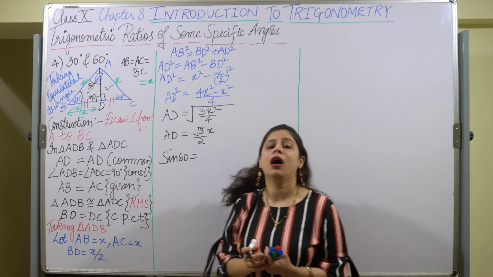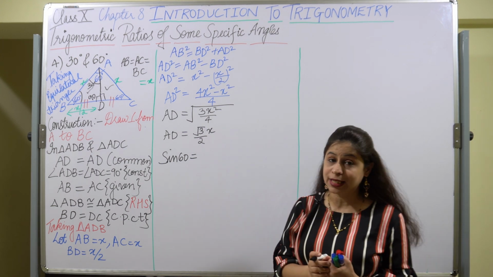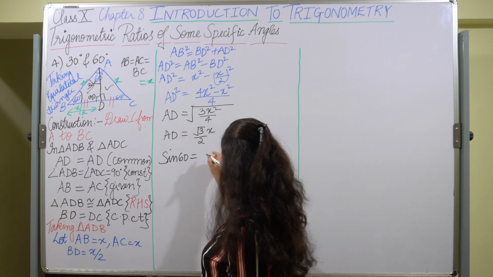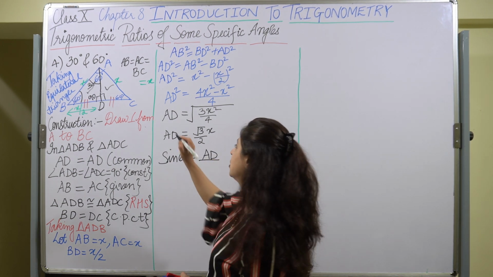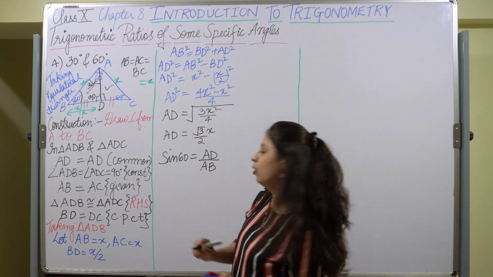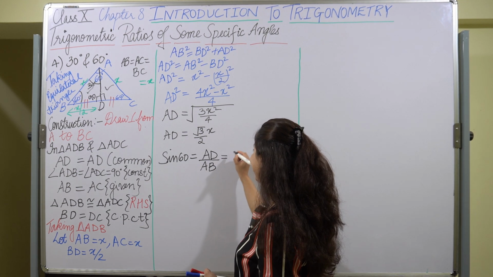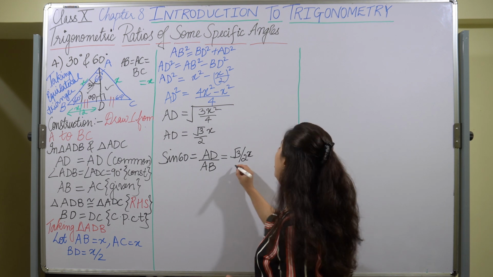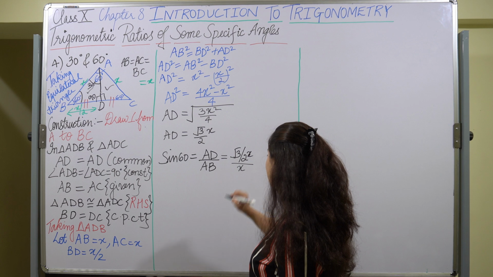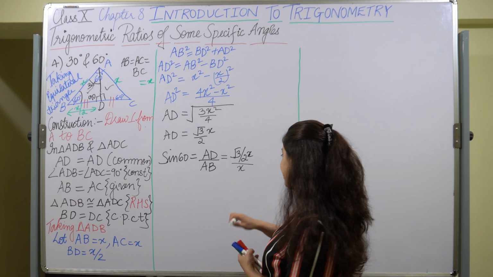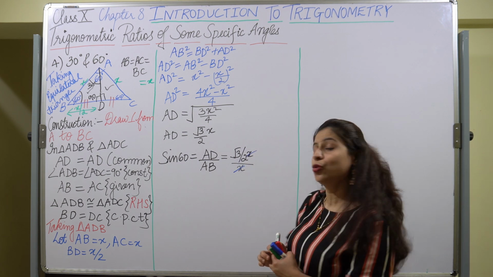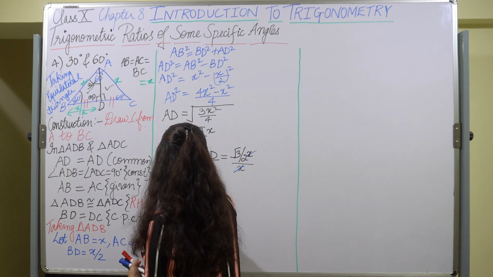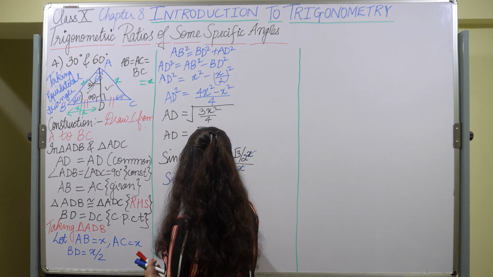For 60 degrees, sine 60. Sine is always given by opposite side upon hypotenuse, or we can say the perpendicular upon hypotenuse. The perpendicular for 60 degrees is AD, we can easily see it is AD, and the hypotenuse is AB. So AD is root 3 by 2 x upon AB, which is x. So x and x get cancelled and we are left with root 3 by 2. So sine 60 is equal to root 3 by 2, and this has to be kept in mind.